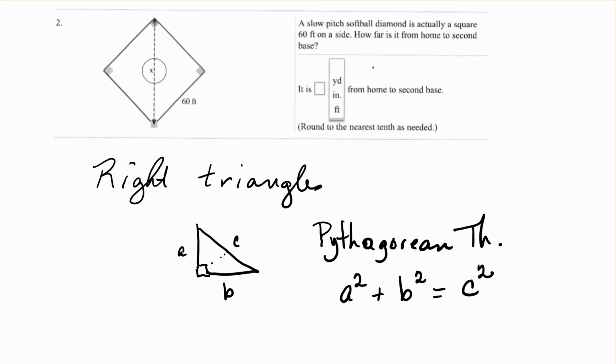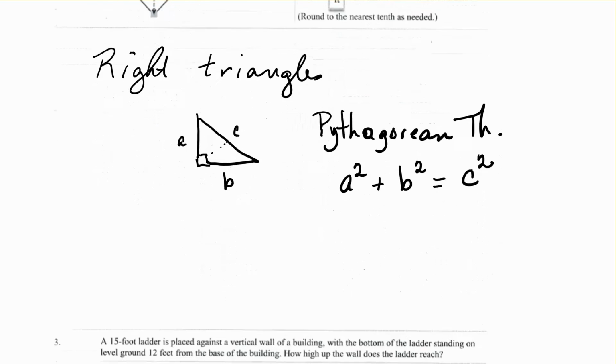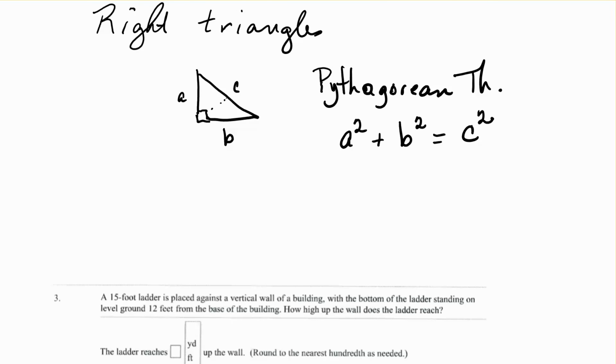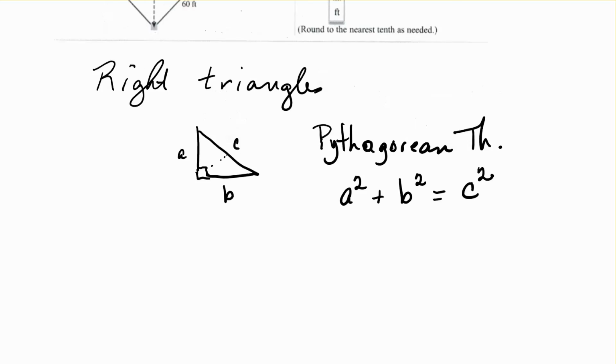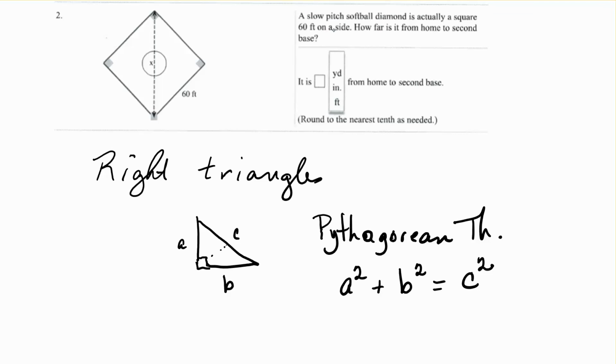All right, let's see if we can use that in our problem. Let's get a little bit more space. A slow pitch softball diamond is a square. The reason that's important is that it tells us that every side is 60. That also tells us that every angle is a right angle, but this is what we're looking for.